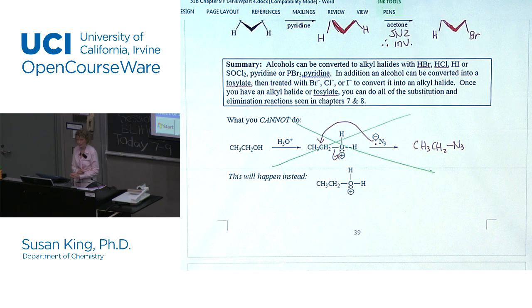This is what's going to happen instead. Here's our N3 minus. It's going to deprotonate. So what you end up getting instead is your alcohol back again. Oops, didn't want that.